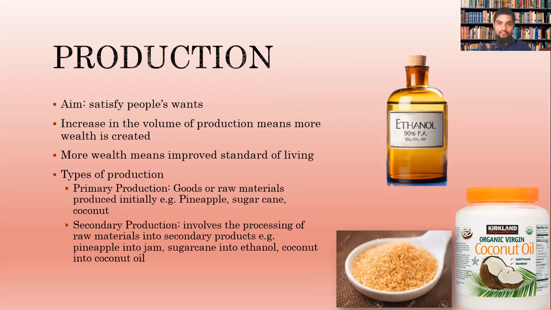Or we can use sugarcane, and from sugarcane we can produce sugar. Apart from sugar, we can get things like ethanol. We can produce ethanol using sugarcane. So that's another example of secondary production. We can also get coconut oil from coconut, and the coconut oil will be a secondary product.